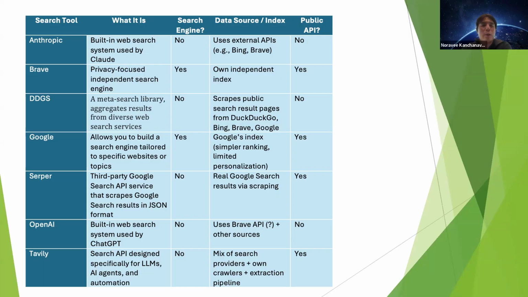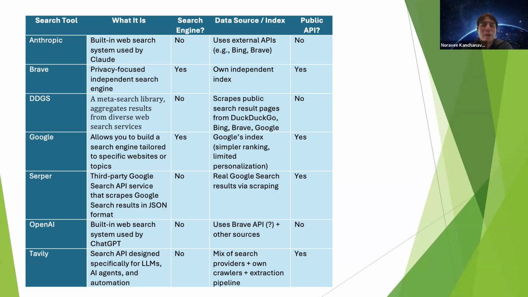Now, to summarize and compare all the searches we talked about. Which search tool is the best for you? It depends on your use case. Do you need it to be its own search engine, or is it okay to scrape off some other search engine? Do you need this to be a data source or index? Or do you need this to be a public API? Among all this, the one that stands out is Brave, because it has its own search engine. It also has the public API.